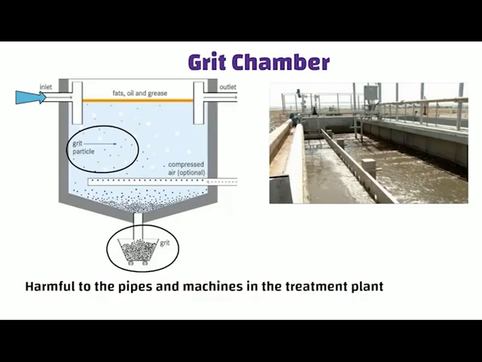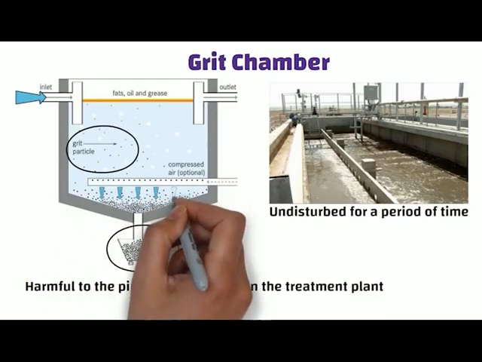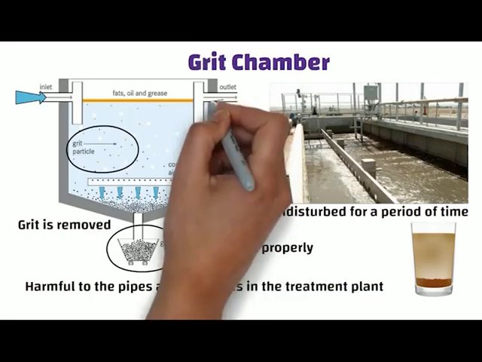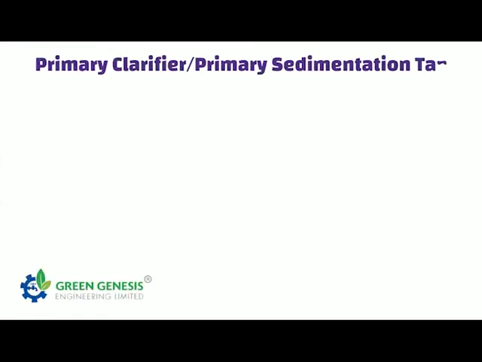In the grit chamber, the water is left undisturbed for a period of time. During this time, the grit settles down to the bottom of the tank, kind of like sand settling down in a jar of water. Then the grit is removed from the bottom of the tank and taken away to be disposed of properly. The water at the top of the tank is then sent to a primary clarifier tank for further cleaning.